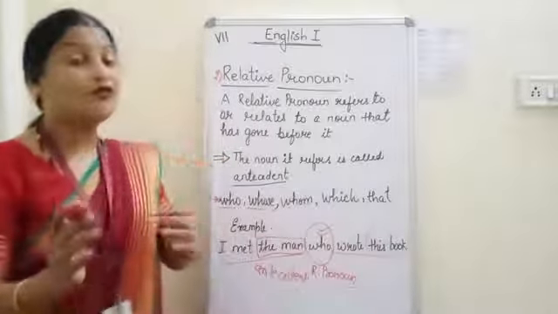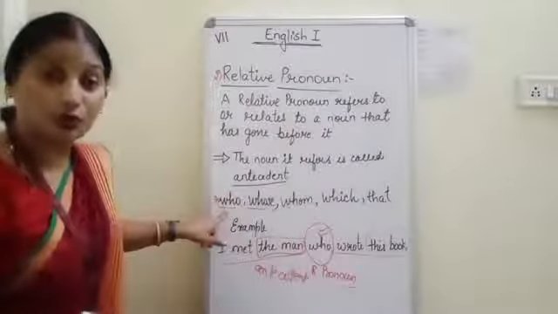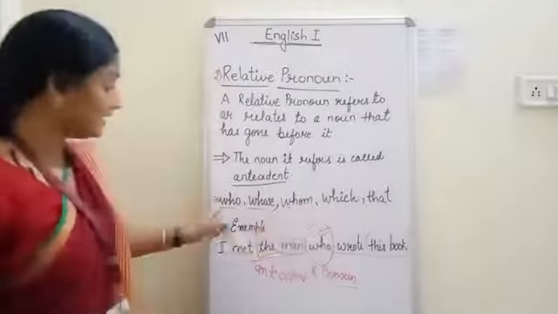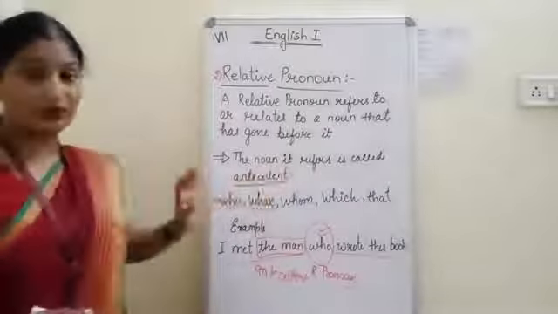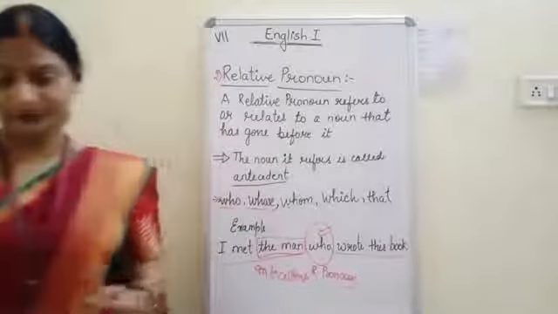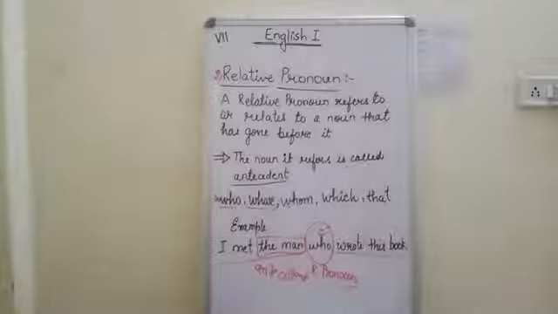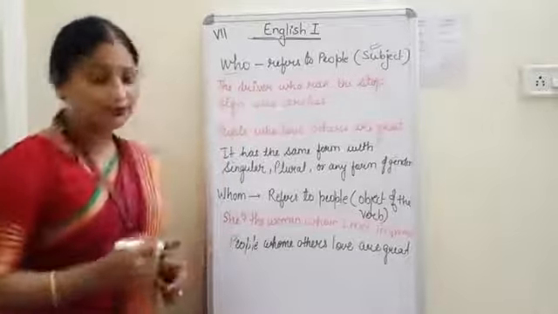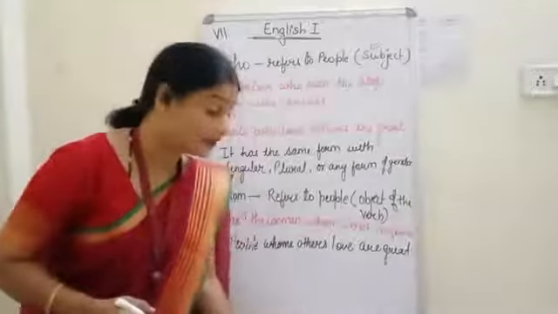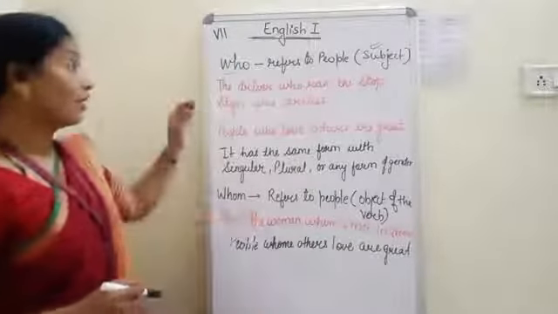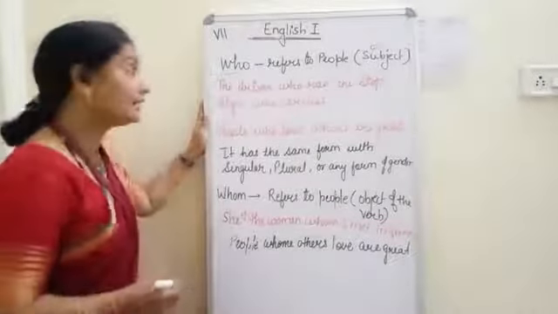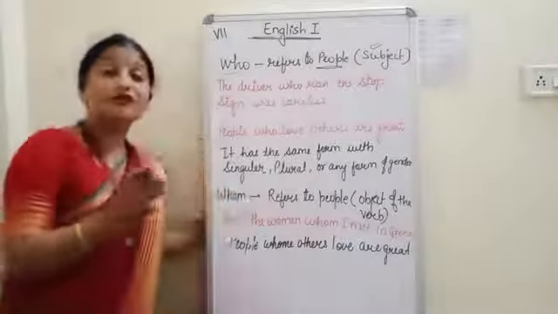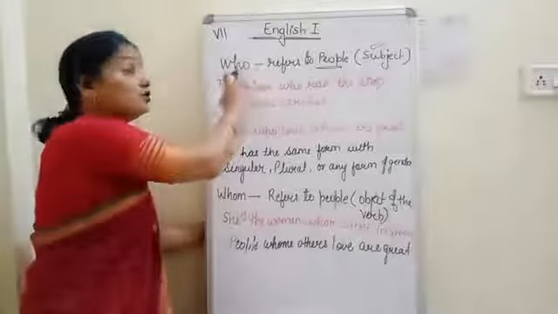Now we will see what are the conditions in which we can use who, whose, whom, which and that. One by one we will see each and every relative pronoun. Okay, so let's begin with who. Now see who. Who refers to people. Now see children, what has been written in the book. Who is used for persons only. That's why I have written who refers to people only. If we want to show the relation of a person, then we can use who.